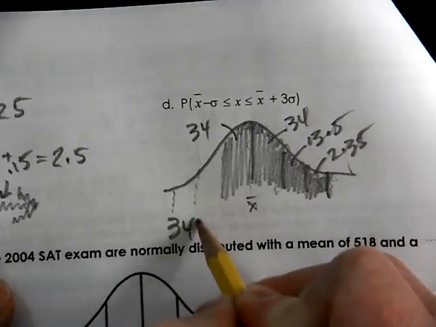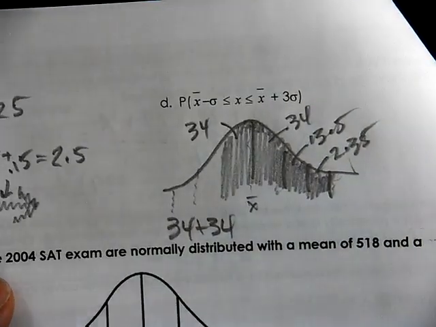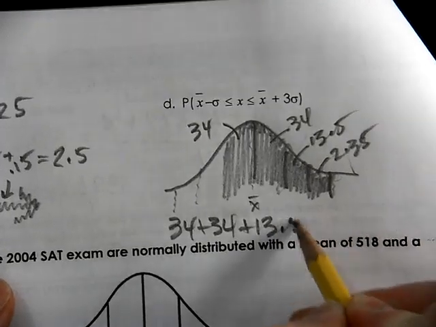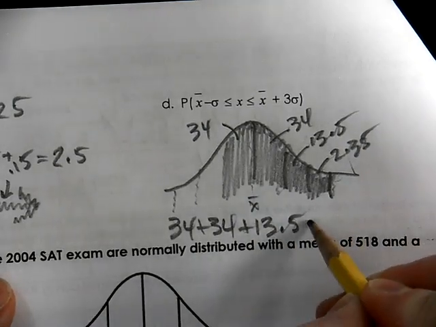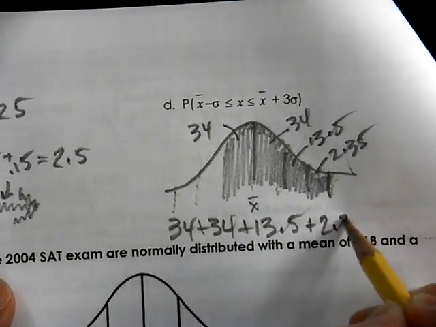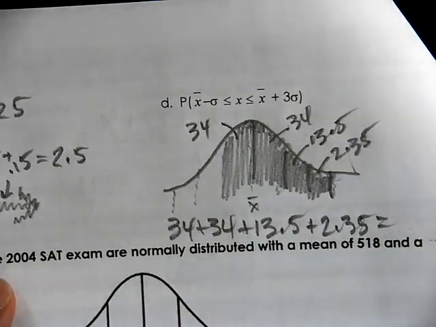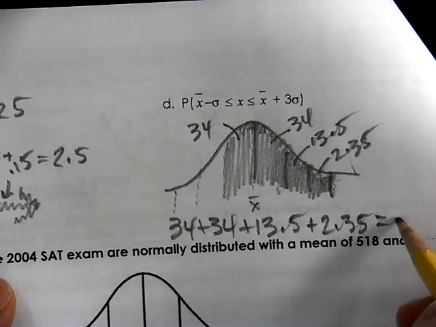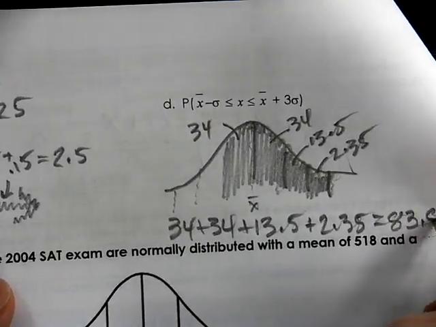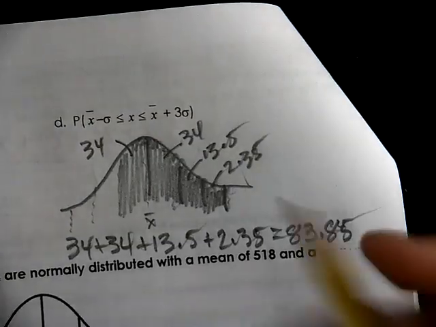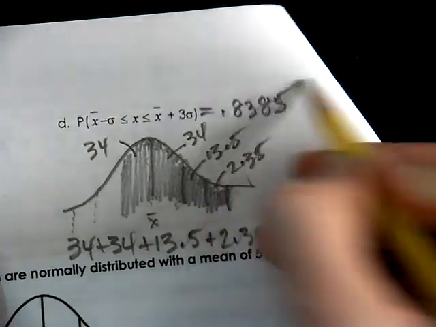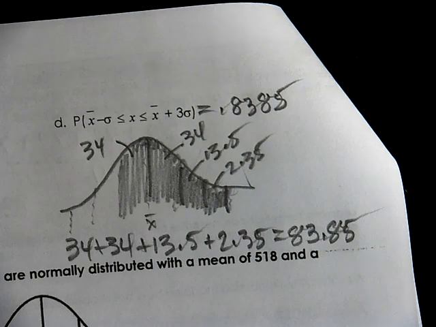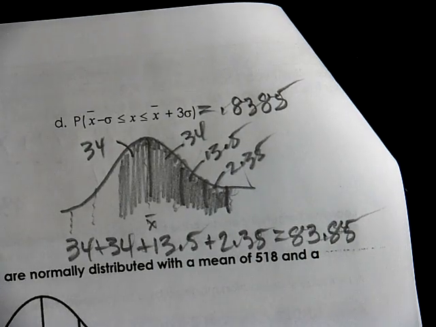So we'd have 34 plus 34, that's 68, plus 13.5, that's 81 and a half, plus 2.35. So we said 81, 82, 83.85. So that should become 0.8385. Questions about that?